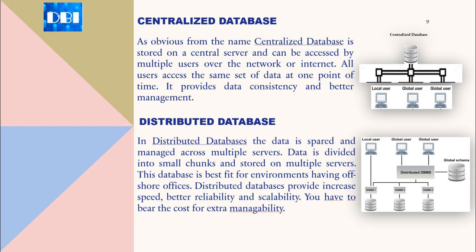Centralized database. As is obvious from the name, a centralized database is stored on a central server and can be accessed by multiple users over the network or internet. All users access the same set of data at one point of time. It provides data consistency and better management. Distributed database. In distributed databases, the data is spread and managed across multiple servers. Data is divided into small chunks and stored on multiple servers. This database is the best fit for environments having offshore offices. Distributed databases provide increased speed, better reliability, and scalability. You have to bear the cost of extra manageability.